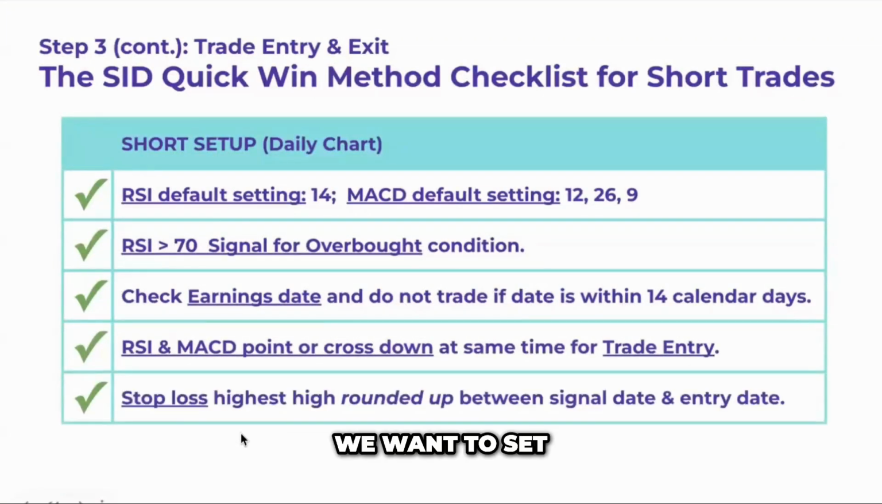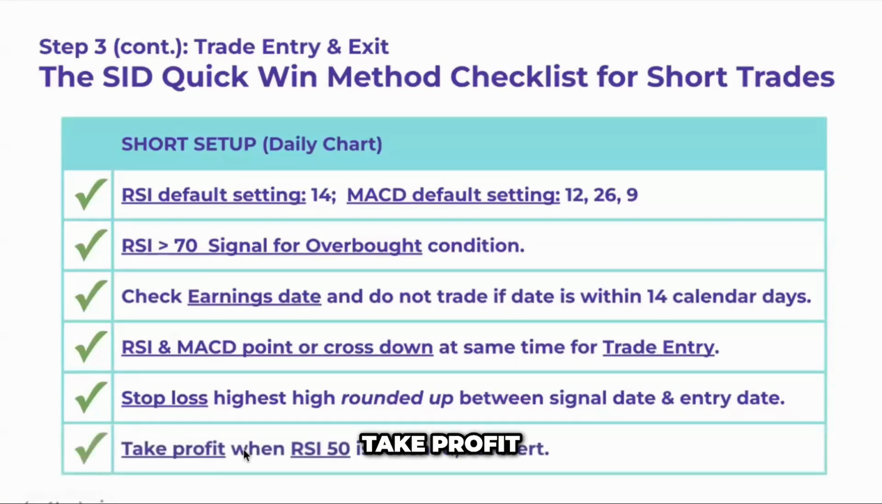Next, we want to set the stop loss at the highest high price rounded up between the signal date and the entry date. As an example, if the price was 20.6, we'd have a stop loss of 21. If it was 105.7, we'd have a stop loss of 106. Take profit, again, when the RSI reaches 50. Close the trade and take profit at that point.